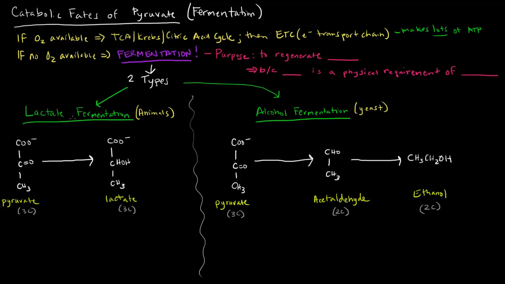So now, lactate fermentation. We start off with pyruvate, because this is the catabolic fates of pyruvate. In animals, including humans, we have pyruvate. What can happen is it can be turned into lactate, which is the conjugate base of lactic acid, which many of you may have heard about in terms of stuff that builds up in your muscles when you get sore. The enzyme that catalyzes this step is called lactate dehydrogenase. There we go with that dehydrogenase word again.